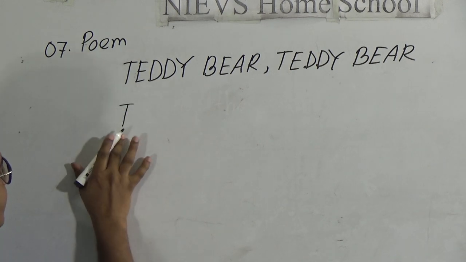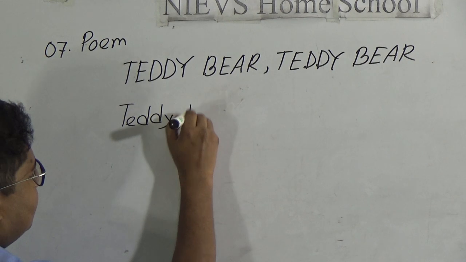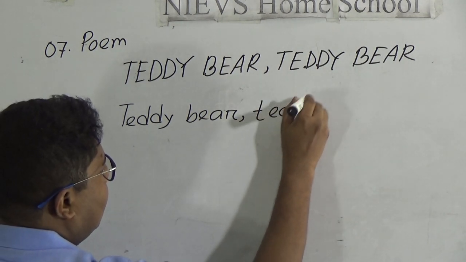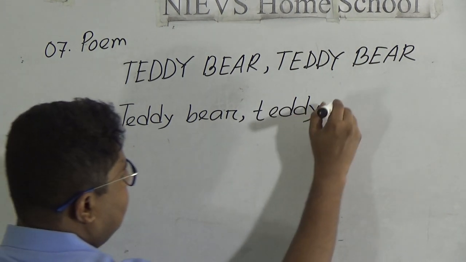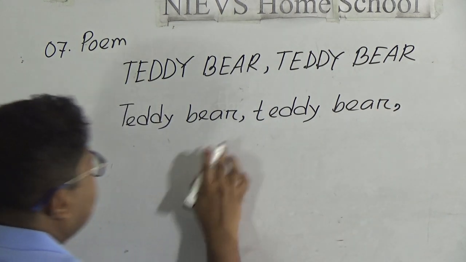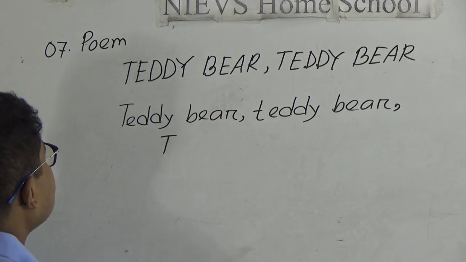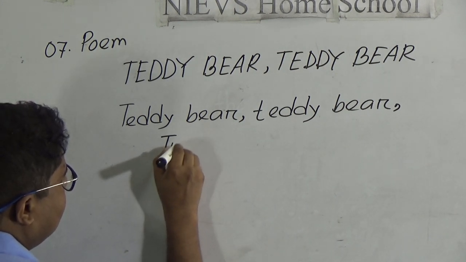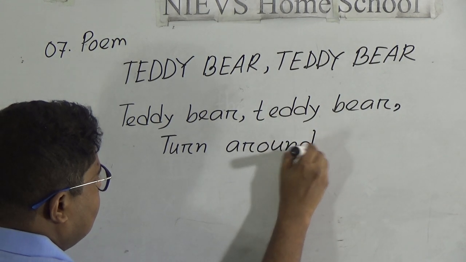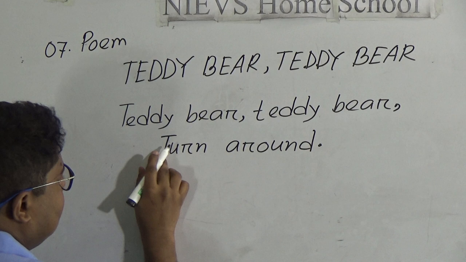So the first letter of a sentence starts with a capital letter. Teddy, T-E-D-D-Y, teddy bear, comma, and then this T will be small because this is not the first letter of a sentence. Teddy bear, you have to put a comma. Teddy bear, comma. Turn around. So teddy bear, turn, T will be capital, T-U-R-N, turn around, A-R-O-U-N-D. So teddy bear, turn around. There is a full stop. T will be capital, as this is the first letter of a sentence.